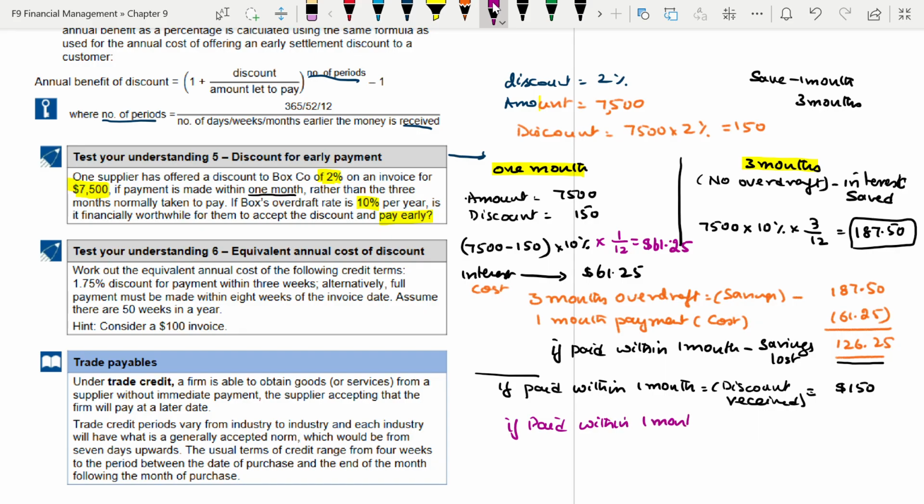If paid within 1 month, how much is the savings lost? Savings lost is 126.25. How much is the difference? 23.75. Are you clear about this? This is the net savings.